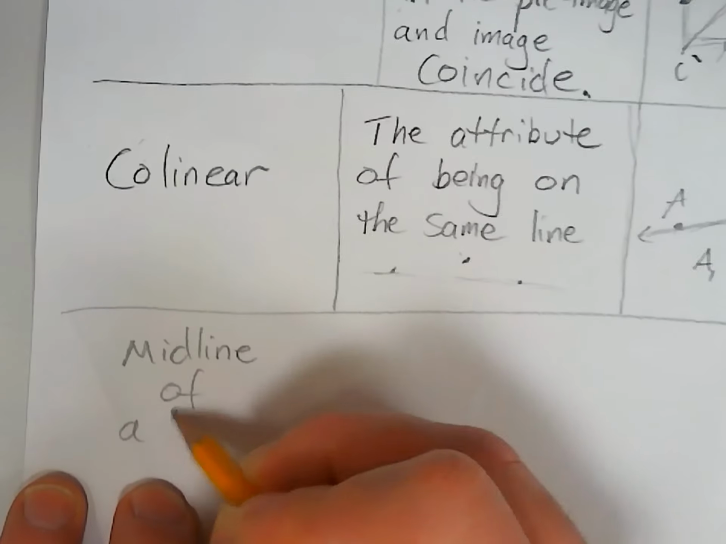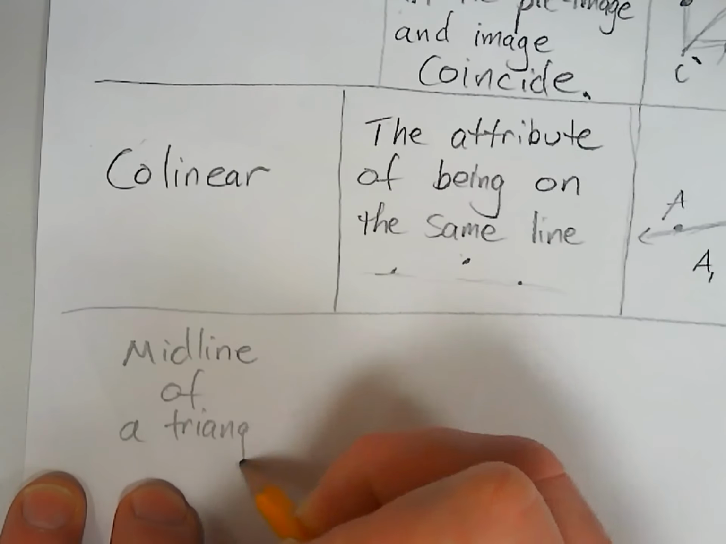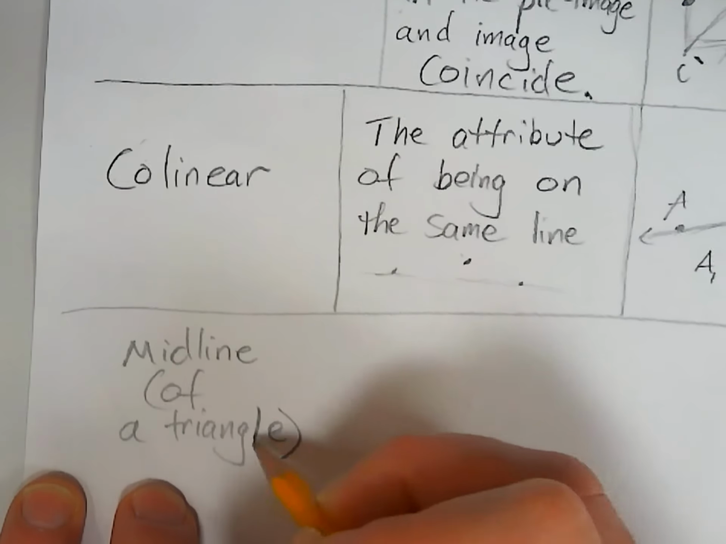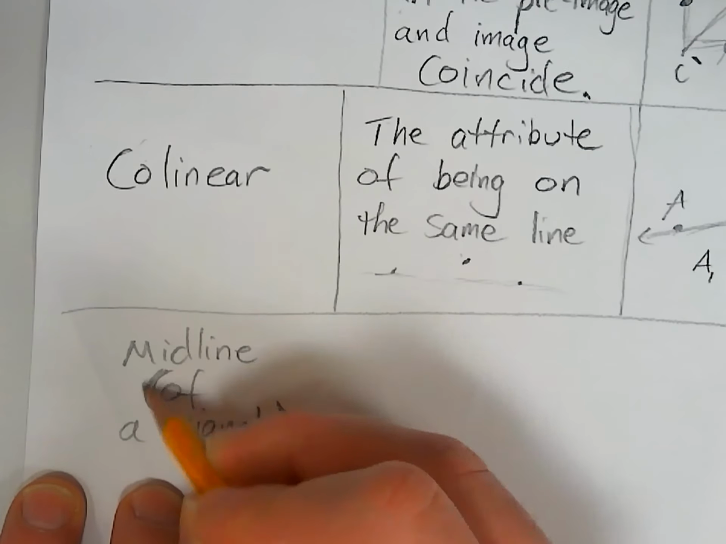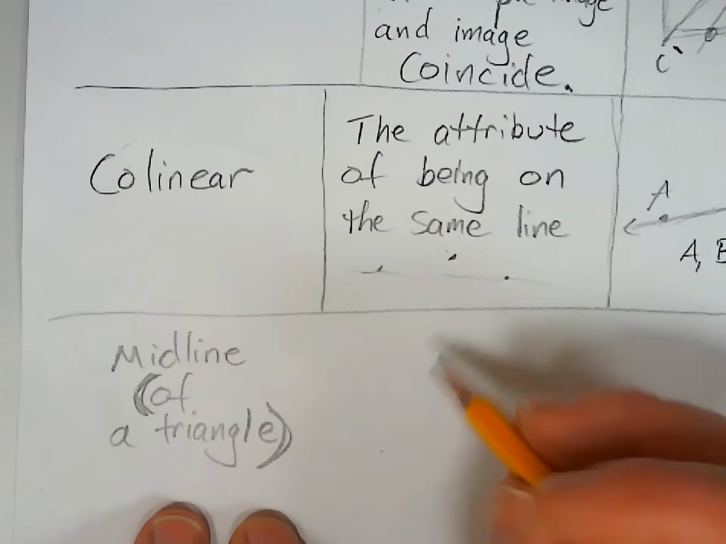This is an important word. Midline. Okay, so the vocab word is actually midline. Midline of a triangle specifically. A triangle's midline.